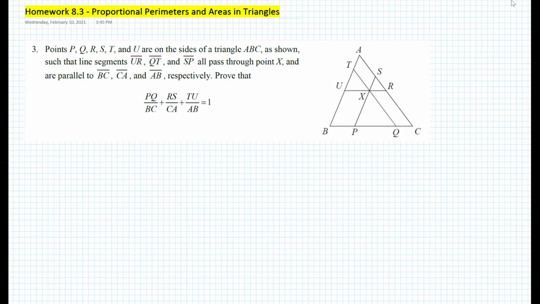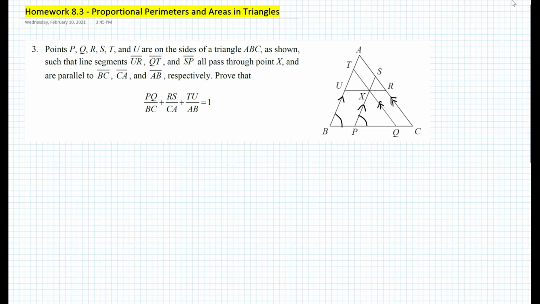In order to solve this problem, we have to somehow recognize the areas of these triangles and relate them either to the bases or to the scale factor squared. For example, here we know that segment PS and BA are parallel. So what can we conclude from that? Well, we can say that angle XPQ and angle ABC must be congruent, because if two parallel lines are cut by a transversal, then corresponding angles are congruent.